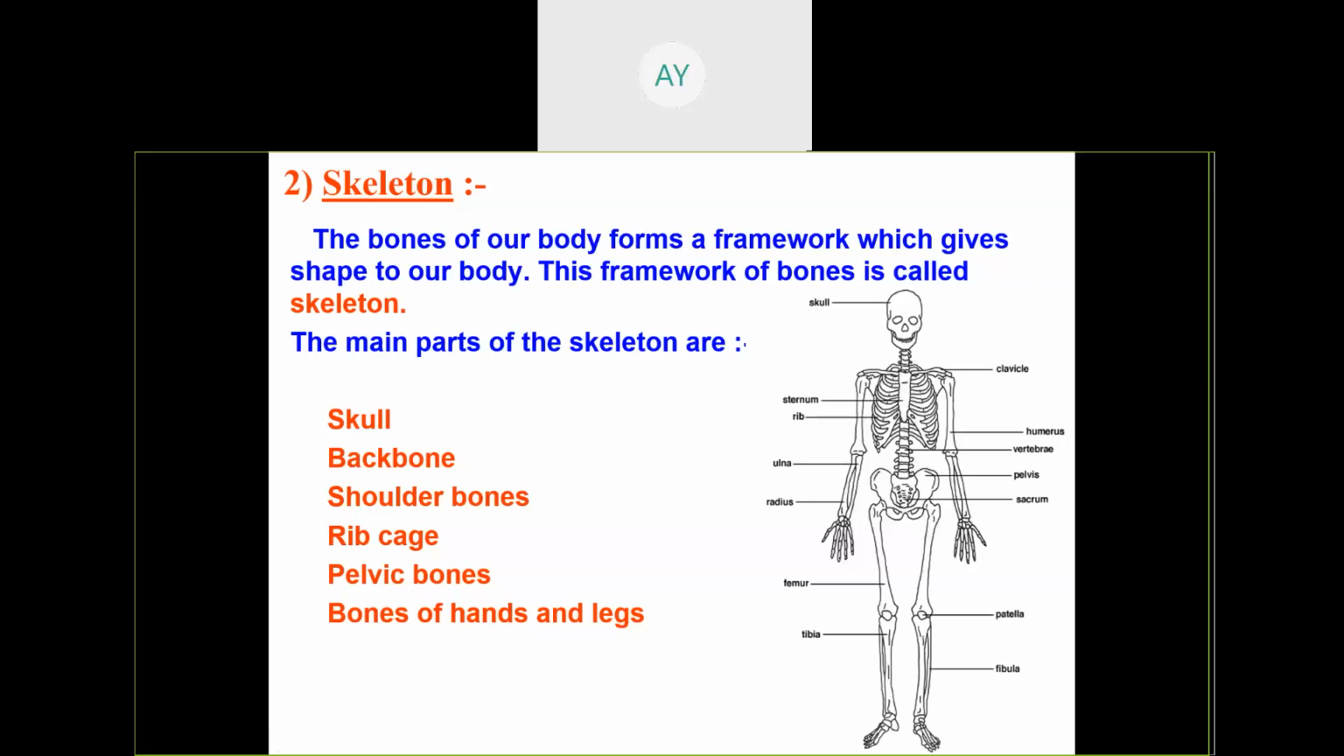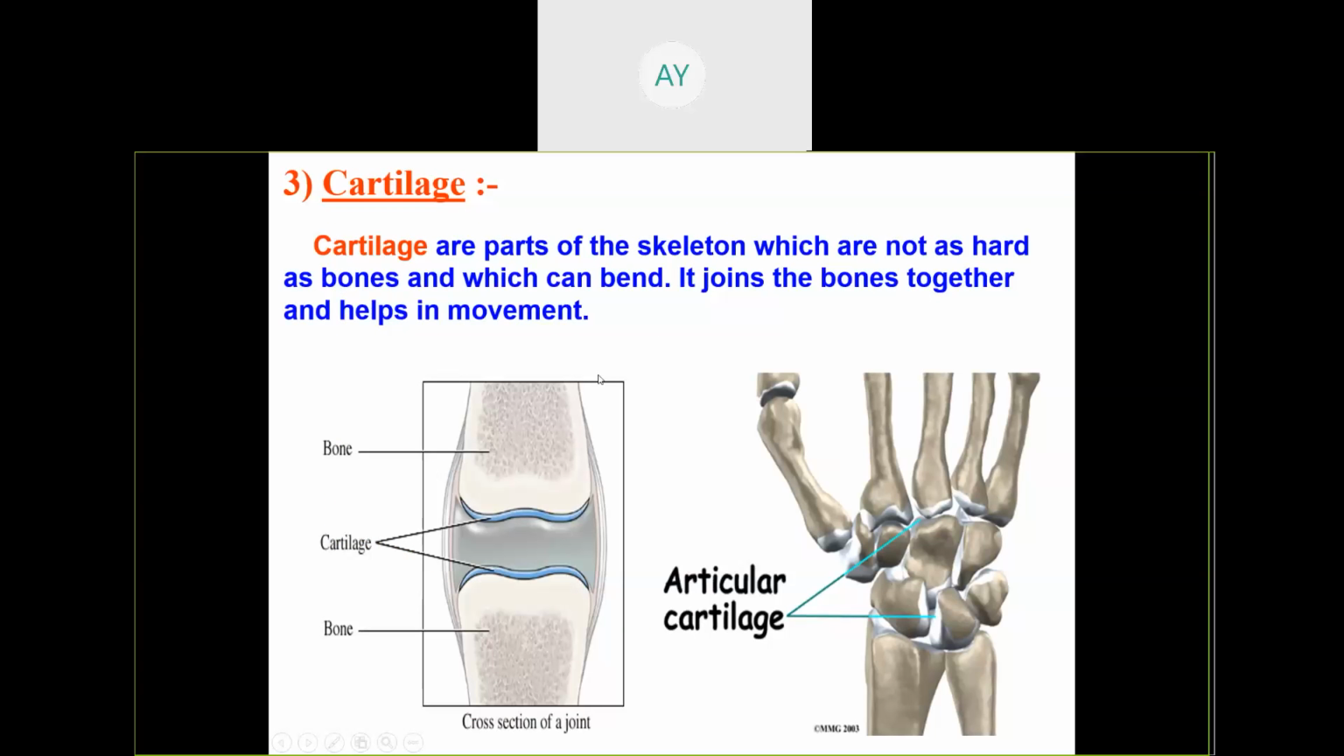I will share this PPT material in your groups. Try to remember which bones are present and the total number of bones: 206. The longest bone is the femur, present in the thigh region. The hardest substance of your body is enamel, that is the teeth. Enamel, not the skull. Enamel is the hardest substance of your body.